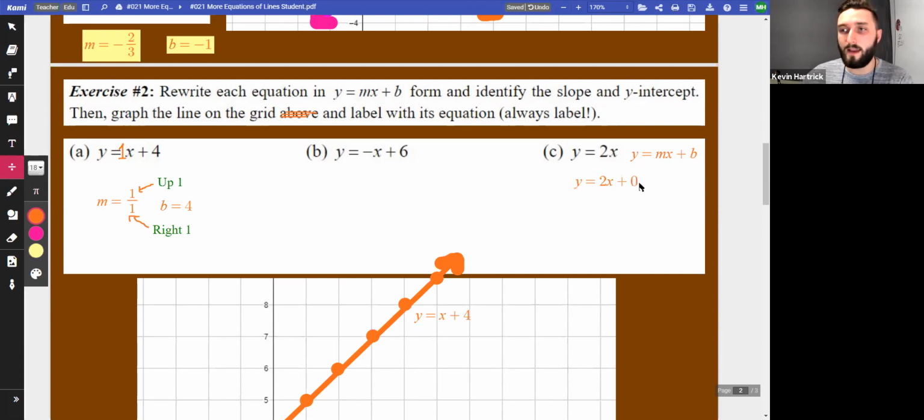And what does that tell me? That tells me that my intercept is the origin. I start at 0, 0 for line C.